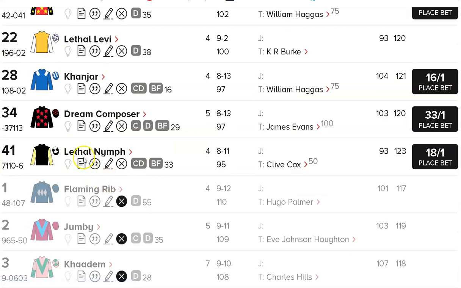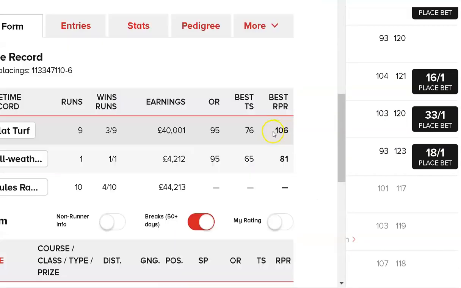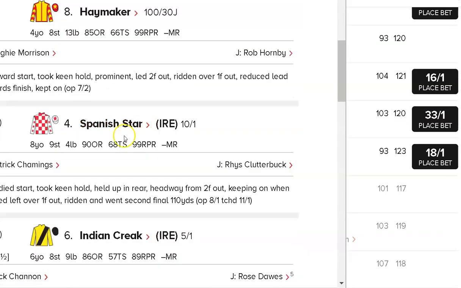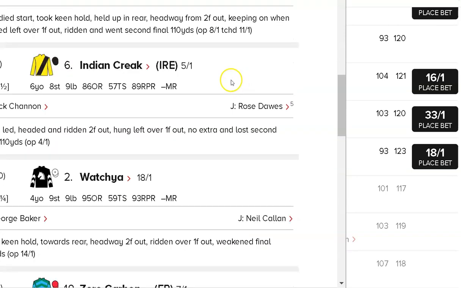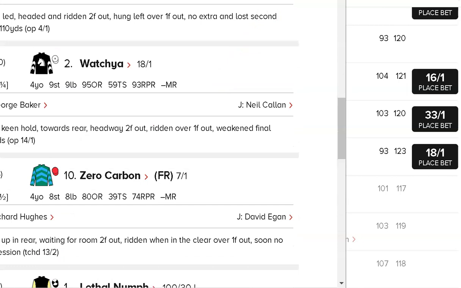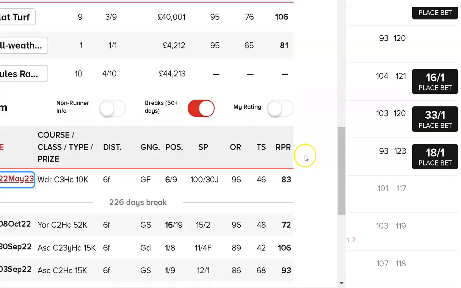Now, let's have a look at Lethal Nymph. Lethal Nymph ran at Windsor last time out on his seasonal comeback in a Class 3 and was well beaten. It was actually not a bad race. Spanish Star, who I could have backed at Epsom, went and won, but he didn't run very well. He finished 6th of 9. I don't think that's much of a prep run.